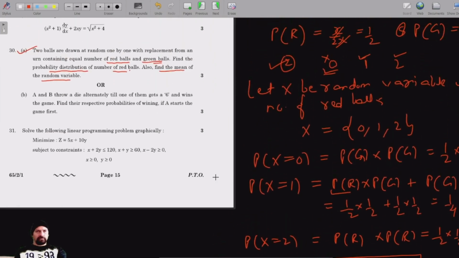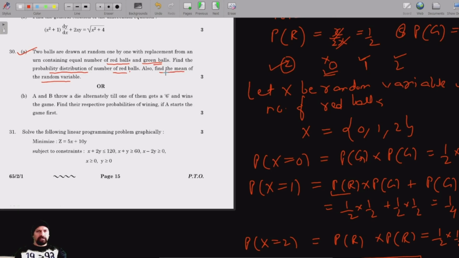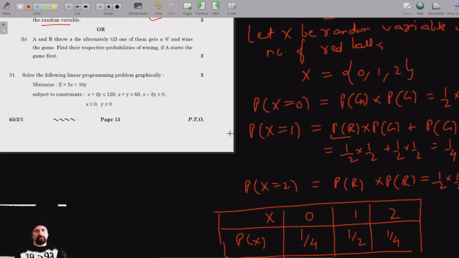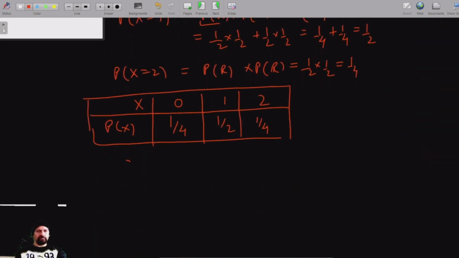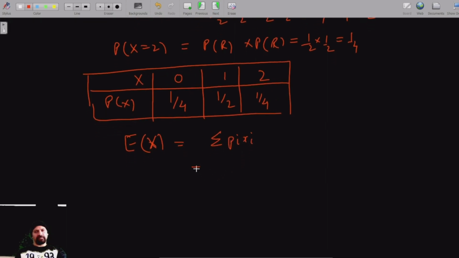Okay, this solves our first statement, and it's also asked to find the mean of the random variable. So we denote the mean of the random variable by E, and that is the summation of Pi into Xi. So we have to do the product and then add them.